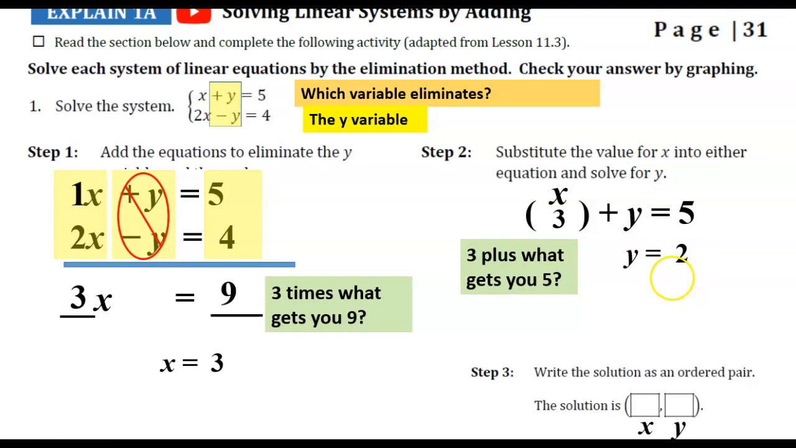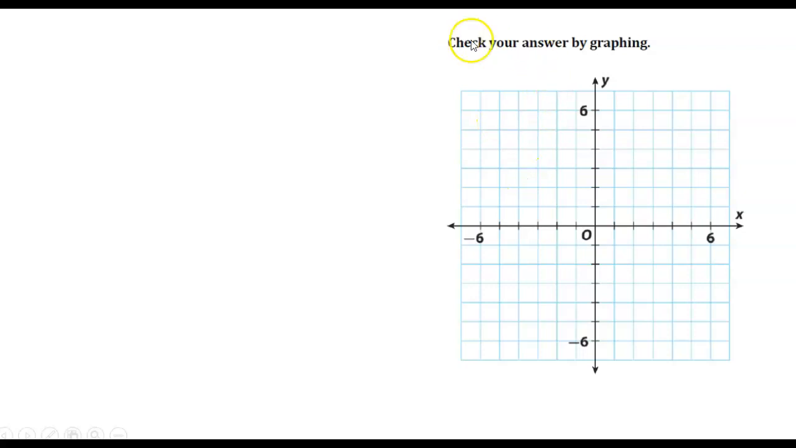Hopefully you thought about it and got 2. So that means our solution would be 3 for x and 2 for y. All right, moving right along. You can check your answer by graphing.